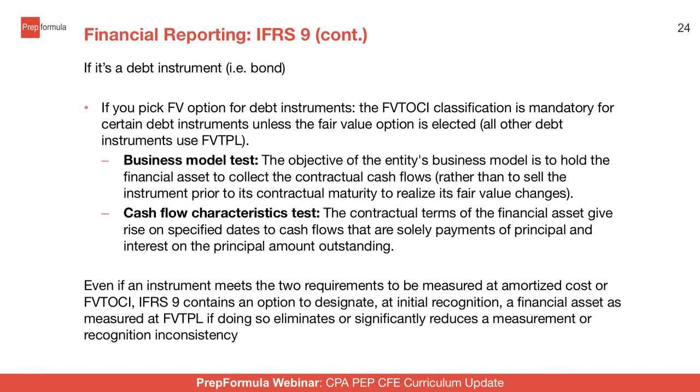And the cash flow characteristics test, where the contractual terms of the financial assets give rise on specified dates to cash flows that are solely payments of principal and interest on the principal amount outstanding. Cash flow characteristics test sounds more like a bond or a loan repayment type of thing. Even if the instrument meets the two requirements to be measured at amortized cost or using the OCI method, IFRS 9 contains an option to designate at the initial recognition a financial asset measured at the regular P&L method, where you're recording in P&L, and basically it allows you to originally record the investment in such a way that it's constantly using one standard throughout the entire process.